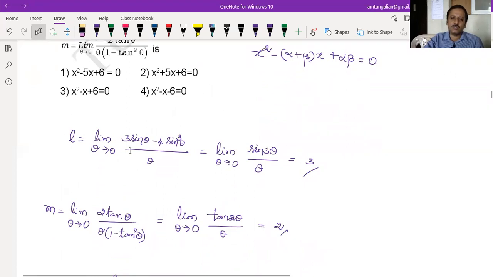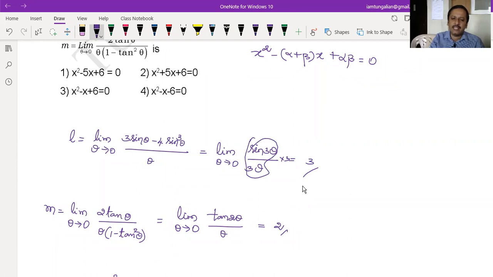Limit theta tends to 0, 3 sin theta minus 4 sin cube theta by theta. That's equal to limit theta tends to 0, sin 3 theta by theta. That must be equal to 3. How? Here you have sin 3 theta, so in the denominator also we want 3 theta. Divide by 3 and therefore multiply by 3. As theta tends to 0, this much will become 1. 1 into 3 will give you 3. So we got L as 3.